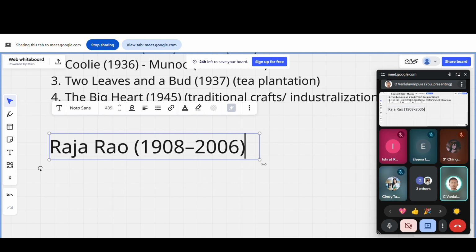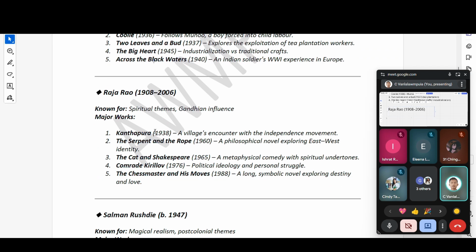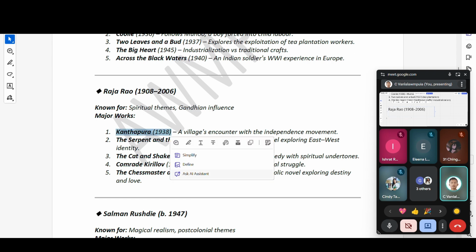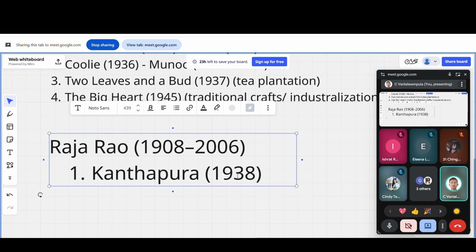Raja Rao was born in 1908 and he died in 2006. So it means he's a 20th century Indian writer. You have to know all these things. Let's try the first one. What is his first work? Okay, Kanthapura, obviously Kanthapura, 1938. So it was written way back before India got its independence.